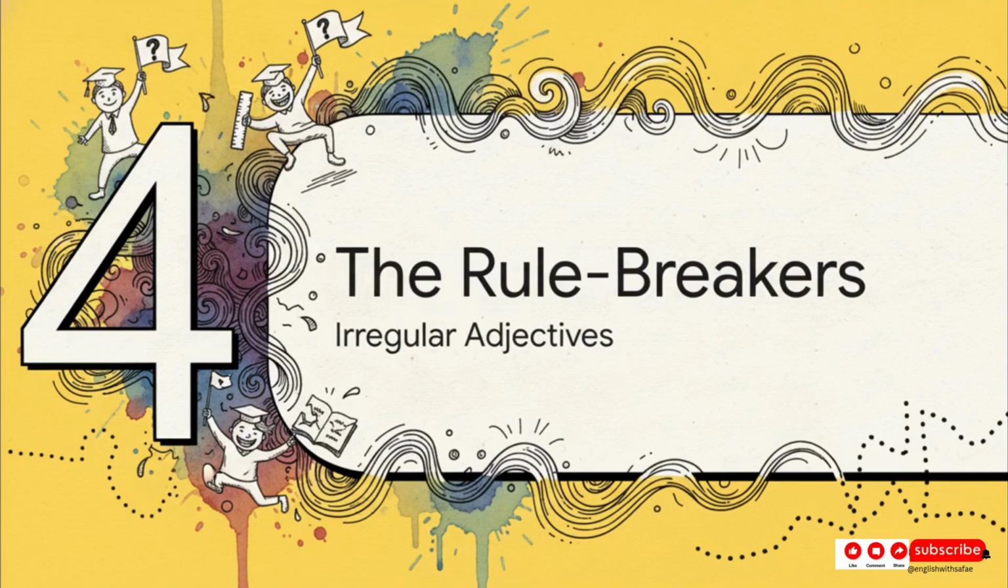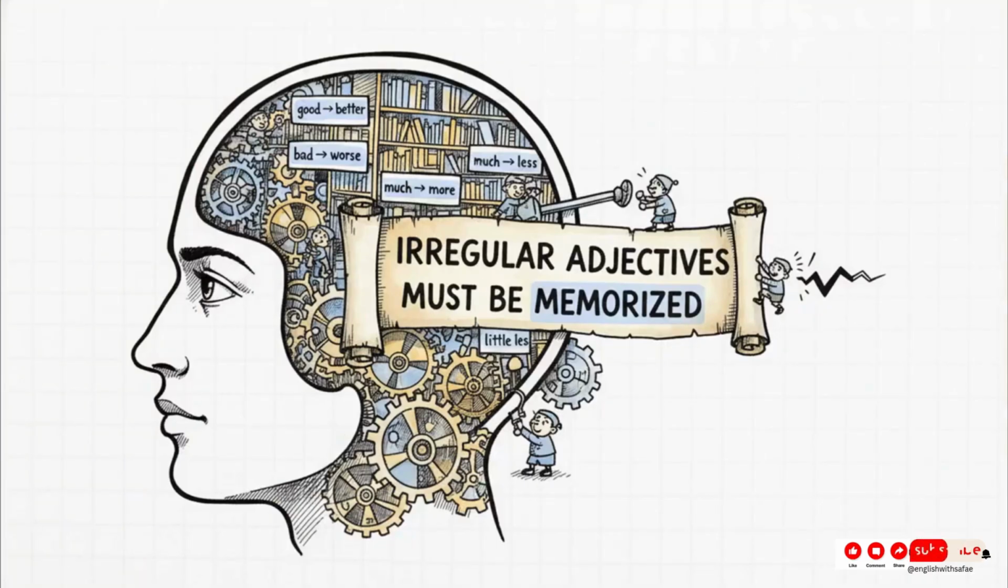Well, not quite. English grammar just loves to have a few rebels in the mix. Let's talk about the irregular adjectives. Yep, with these rule breakers, there's no pattern. They just don't follow the er system or the more system. They do their own thing. These are words you just have to memorize, really, through practice and just hearing them used.